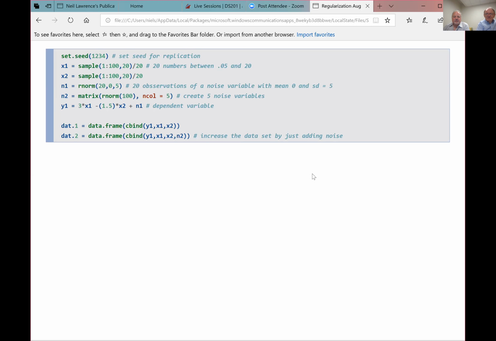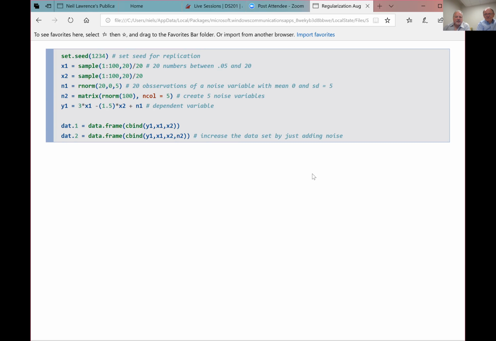And I create a noise variable, 20 random samples of a normal distribution with mean 0 and standard deviation 5. And then I just have more noise, which, I mean, it looks kind of complicated, but I've taken 100 samples of just random noise with mean 0 and standard deviation 1, sort of normal random noise, and written it as, well, I have 100, so that's 5 times 20, so I've written it as 5 20-column matrices. So it's just 5 more noise variables.